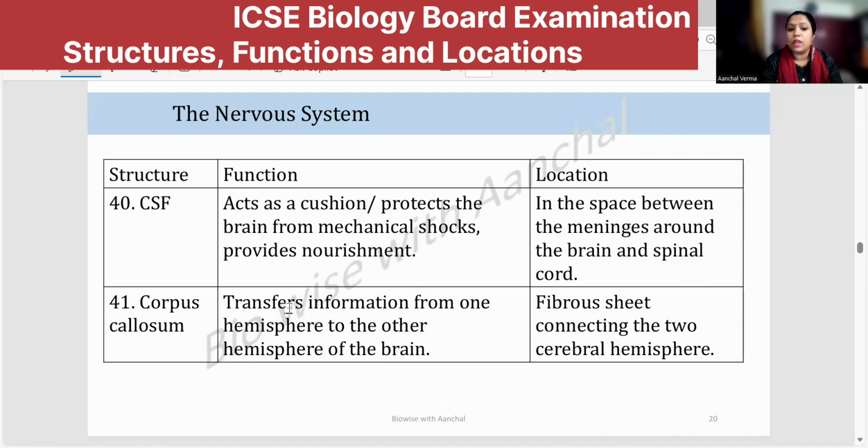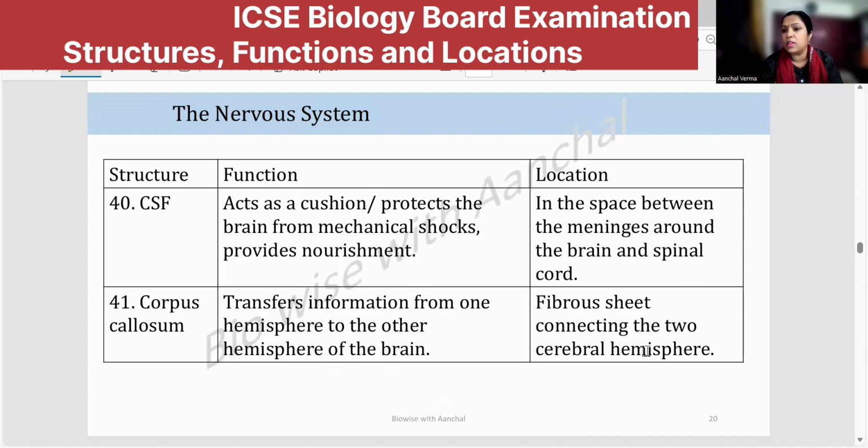Corpus callosum. Now, corpus callosum and corpus luteum can be given as differences. So be very sure of the function and location because both can be asked as differences. Now, the corpus callosum transfers information from one hemisphere of the brain to the other. It is a fibrous sheet connecting the two cerebral hemispheres.